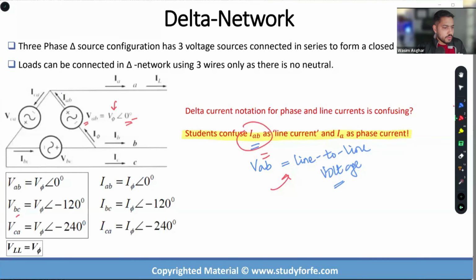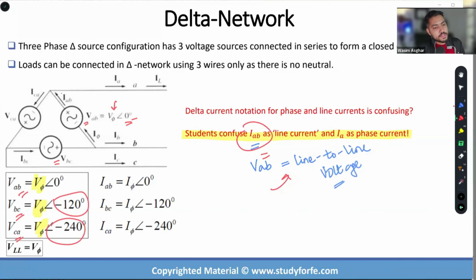Then the next one is VBC, which is going to be lagging behind by 120 degrees, and VCA is going to be lagging behind another 120 degrees. So that basically becomes VAB, VBC, and VCA, and all three of them have identical magnitude. Okay, so that's the story with the voltages.